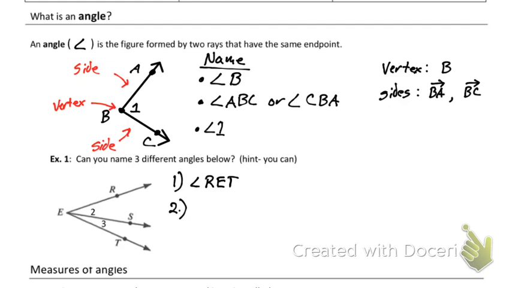Sangha? Angle 2. Or you could name it with the letters. So you could say something like R-E-S. Or you could go S-E-R. What's your last one? Angle S-E-T.